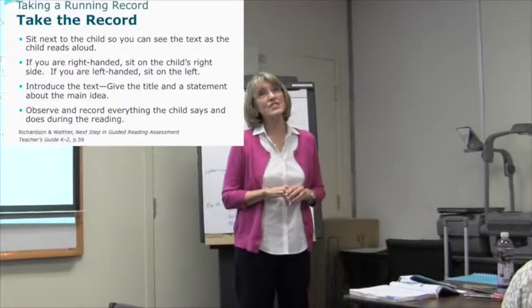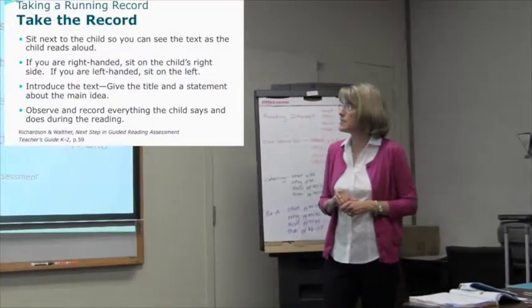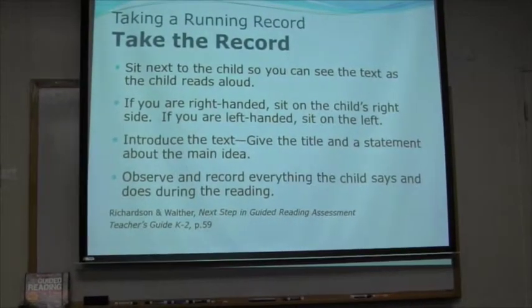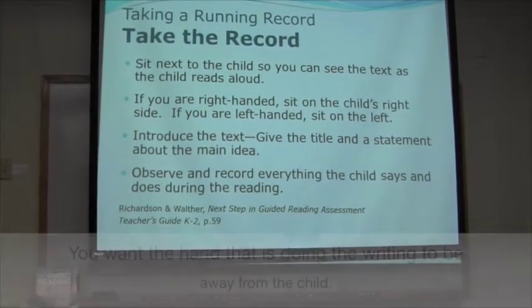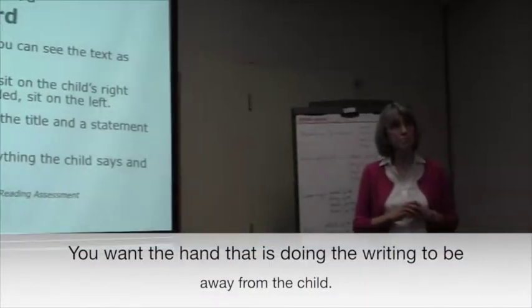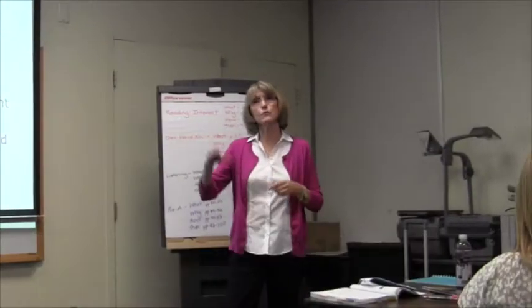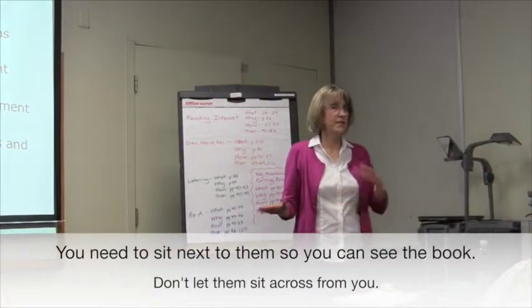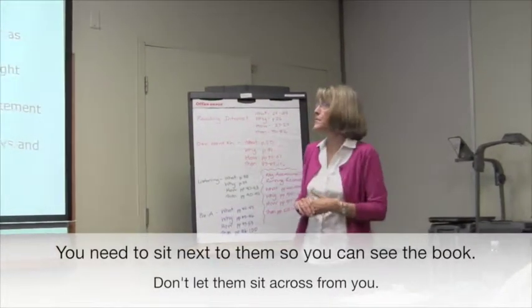The child sits next to you. This is important. If you're right-handed, sit on the child's right. If you're left-handed, sit on the child's left. You want the hand that's doing the writing away from them. You need to sit right next to them so that you can see the book. They don't sit across from you. They're right next to you.